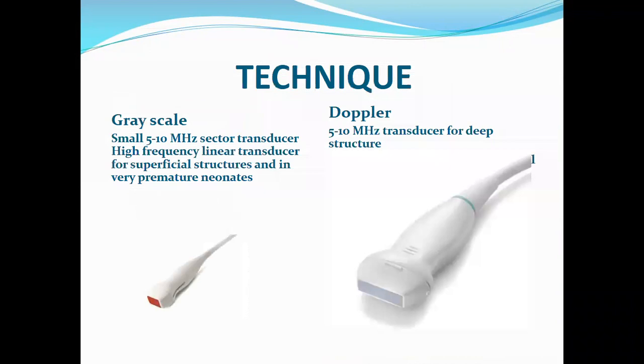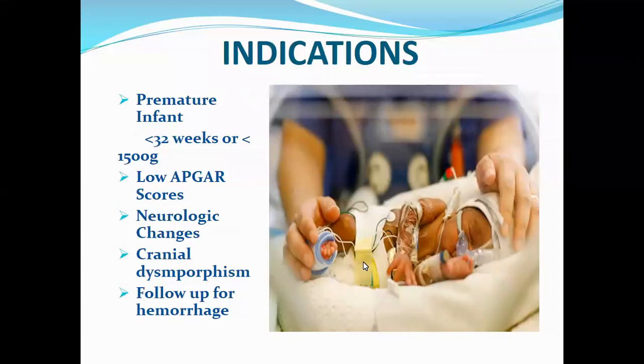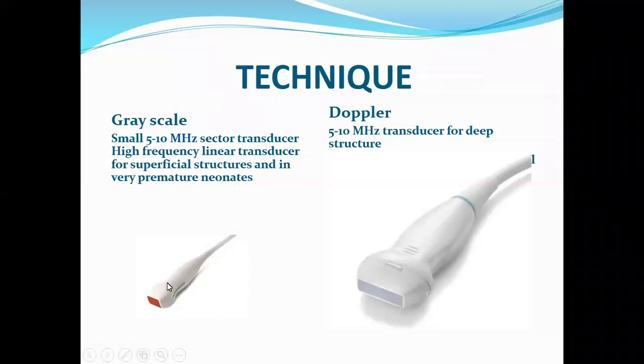So, technique. What techniques do we expect to use? We expect to use a small footprint transducer like this one, because when you notice these babies, they are quite small. The anterior fontanelles, the windows that we use, are small windows. In that light, we expect to use a transducer which is small enough to fit that space, because we are dependent on the spaces that are available to us.